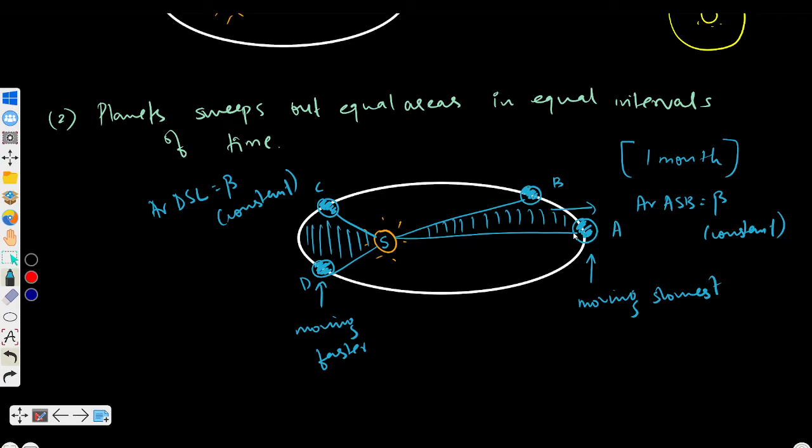For now, just remember when the planet is at the far end, it moves with a slower speed, but when it reaches the near point, that is, when it is near to the sun. For example, at this position, point C and point D are considered to be the near point. At the near point, the planet moves with a faster rate. I hope this is clear to you.